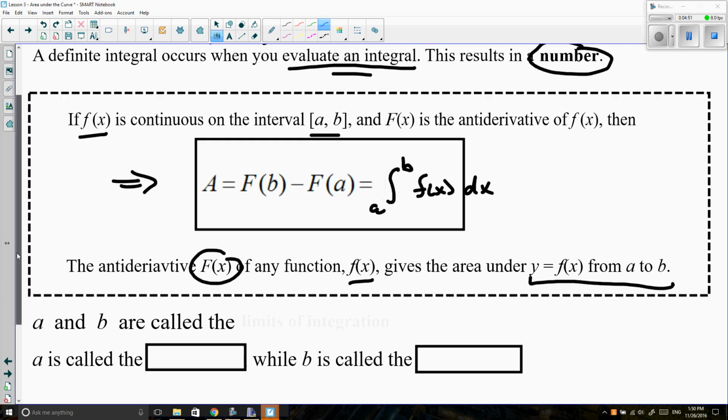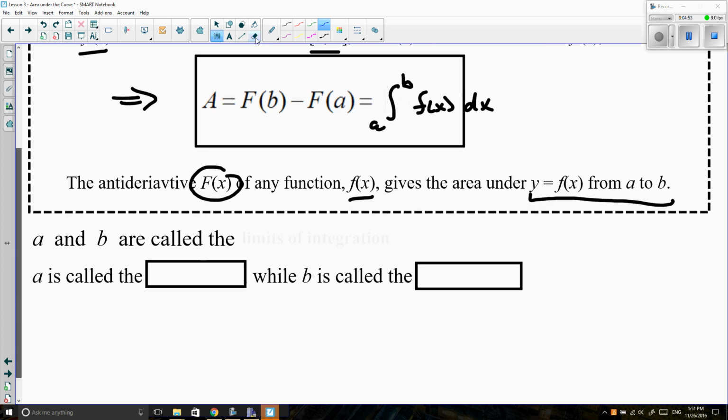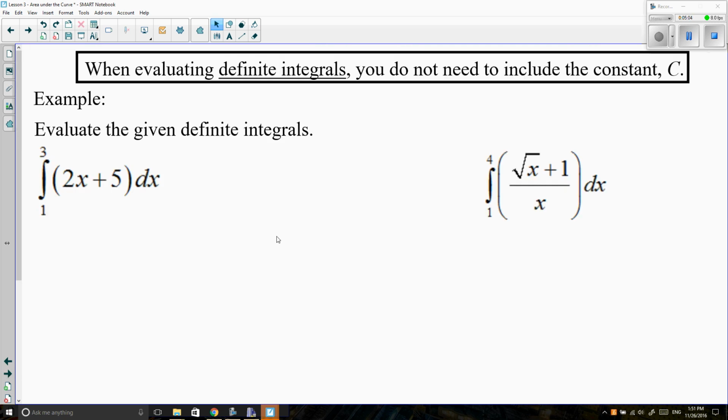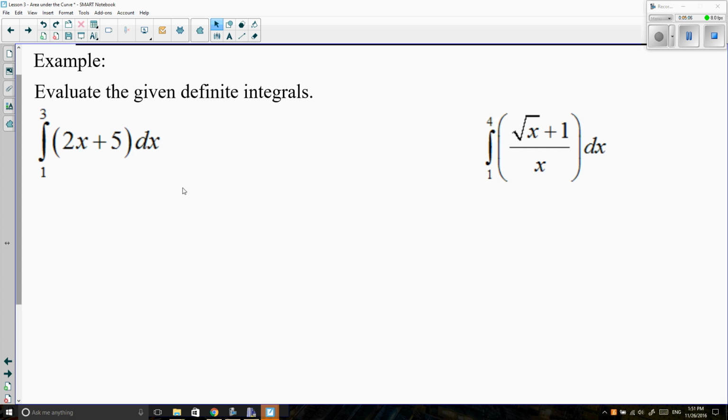I've kind of referred to this already, but we can review it. So a is called the lower limit, while b is called the upper limit, okay? So we're going from lower to upper limit. We're going to actually evaluate integrals now. So let me show you what this could look like with these two questions here.